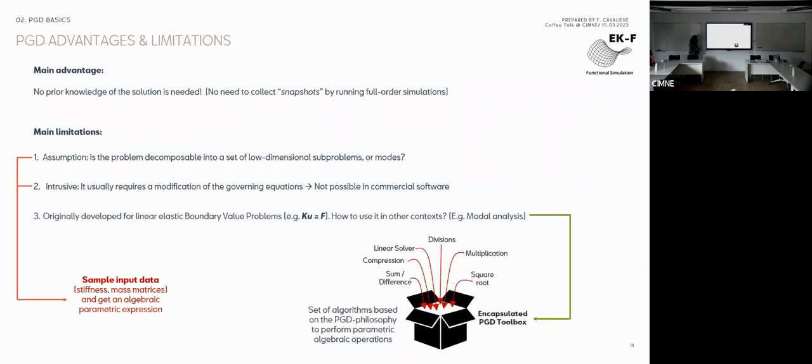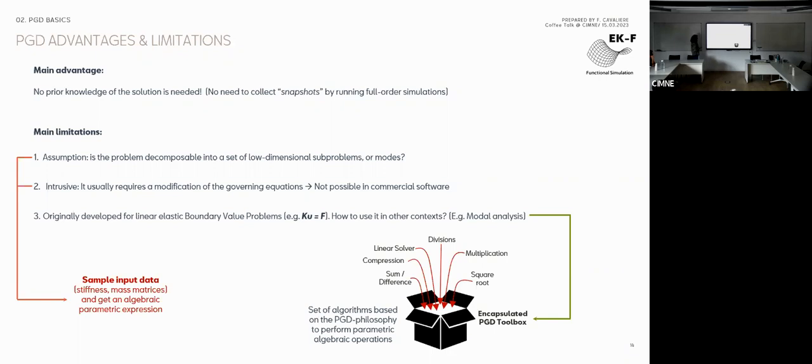And then for the third point, there was already a toolbox, an encapsulated PGD toolbox, which is basically a set of algorithms based on the PGD method that are able not only to act as a linear solver, as in the original implementation, but also to run any other kind of algebraic operation in a parametric format. Thanks to this encapsulated PGD toolbox, we're able to run parametric divisions, multiplications, square roots, compression, and several algebraic operations, which are, for example, needed in other kinds of problems like the modal analysis, right? So this was really an important point to reach the result and apply it to industrial problems.